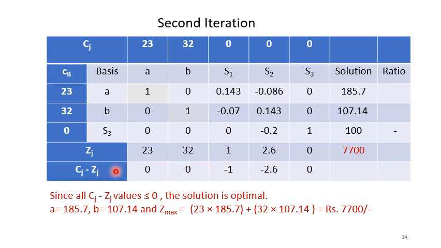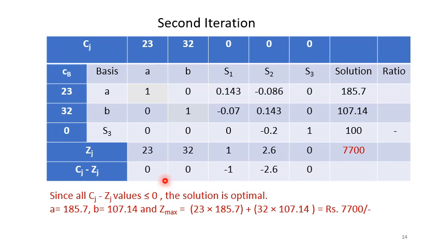And you can see here Cj minus Zj values: 23 minus 23, 32 minus 32, 0 minus 1, there is a negative, minus 1, 0 minus 2.6, minus 2.6, 0 minus 0 is 0. You can see here all Cj minus Zj values are less than or equal to 0. This is a maximization problem, so since all Cj minus Zj values are less than or equal to 0, the solution is optimal.